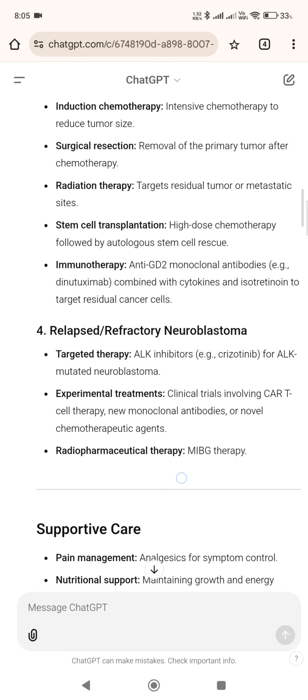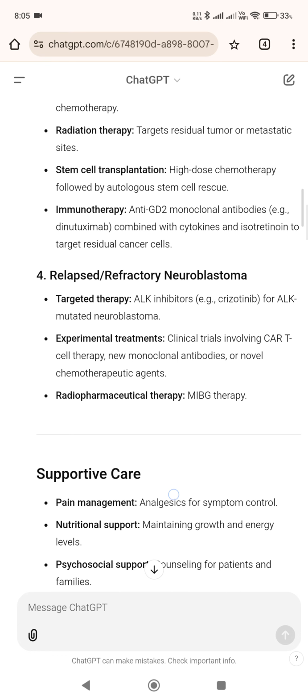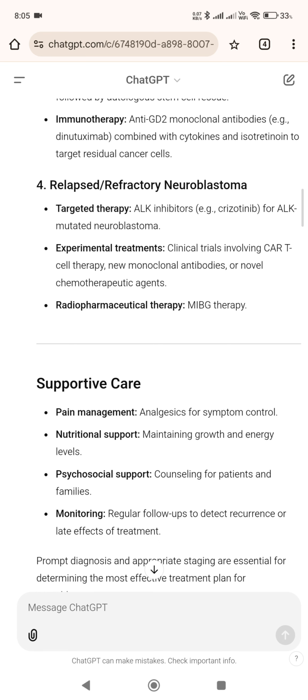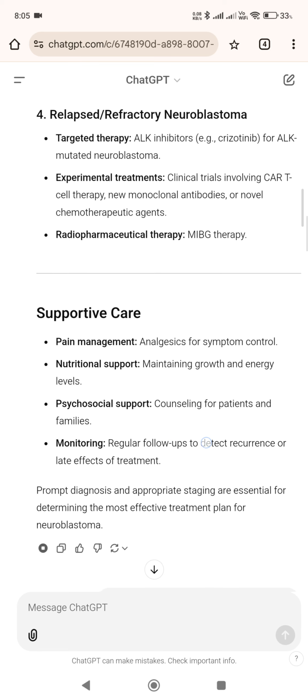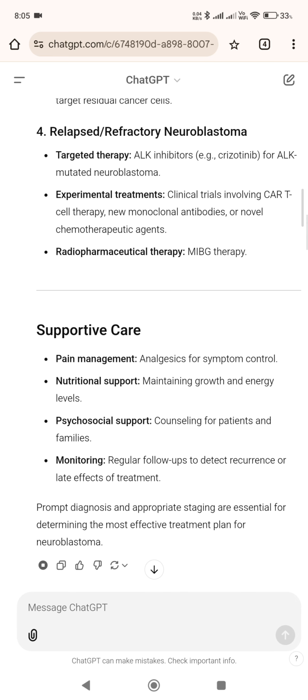4. Relapsed or refractory neuroblastoma. Targeted therapy: ALK inhibitors, e.g. crizotinib for ALK-mutated neuroblastoma. Experimental treatments: clinical trials involving CAR T-cell therapy, new monoclonal antibodies, or novel chemotherapeutic agents. Radiopharmaceutical therapy: MIBG therapy. Supportive care: pain management, analgesics for symptom control, nutritional support, maintaining growth and energy levels.